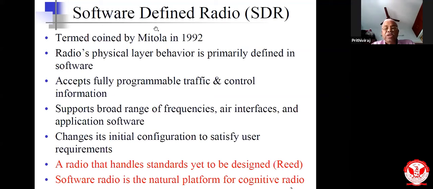Another spectacular feature of this radio is that it supports a broad range of frequencies, air interfaces, and application software. And the next point is it changes its initial configuration to satisfy user requirements. Okay, so that means it's highly adaptable. Okay, and then we come to the penultimate point in this slide, which is basically a radio that handles standards yet to be designed. Okay, and Professor Reed was one of the pioneers who promulgated this idea at the Virginia Tech University. And the last point is software radio is the natural platform for cognitive radio, which we will be discussing right at the end of this presentation.